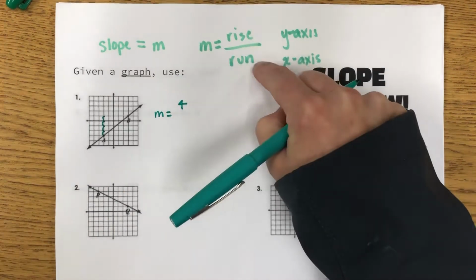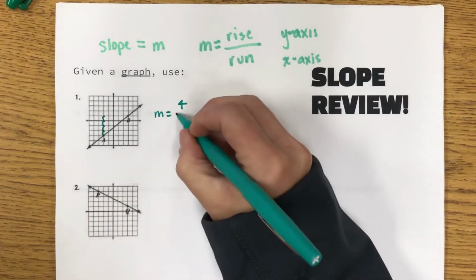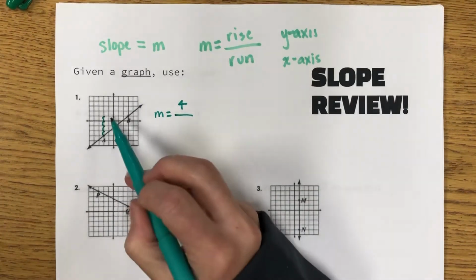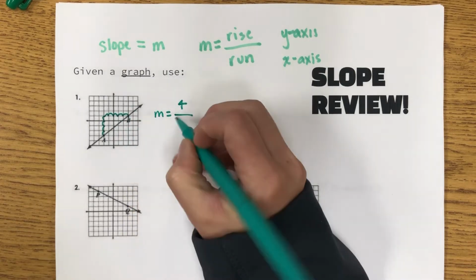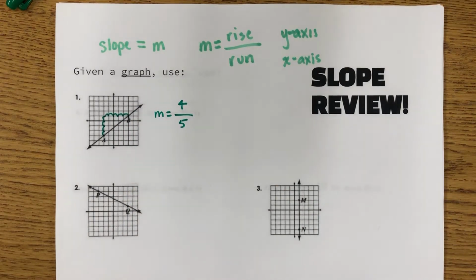And then over the run, so how many units to the right would we have to move? So let's count those. 1, 2, 3, 4, 5. So our slope in this case would be 4/5. Do not convert this fraction into a decimal. All right, number 2, let's look at this one.